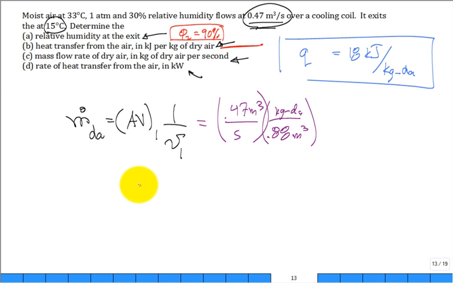Part D, what is the rate of heat transfer from the air? Q dot. Wouldn't it be the lowercase q, the answer for part B, times the mass flow rate of the dry air, the answer from part C? Sure is. So in the interest of time, well, let's move on.